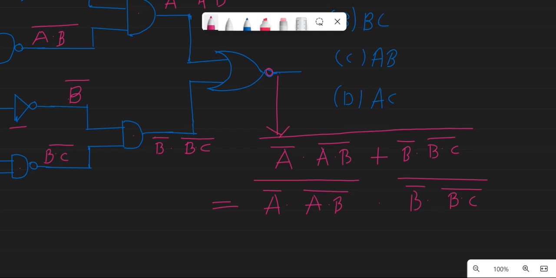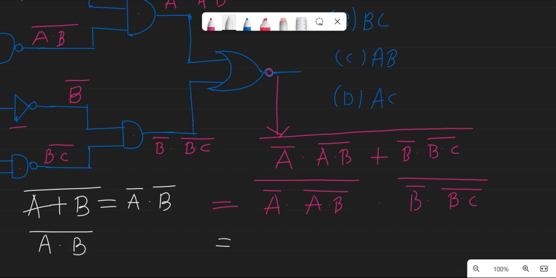I hope you understand this, but if you don't know this, I write again the De Morgan principle here also. The De Morgan theorem states that A plus B whole bar is equal to A bar dot B bar. So simply I just used this formula here. So the second Boolean equation of De Morgan is A dot B whole bar is equal to A bar or B bar.